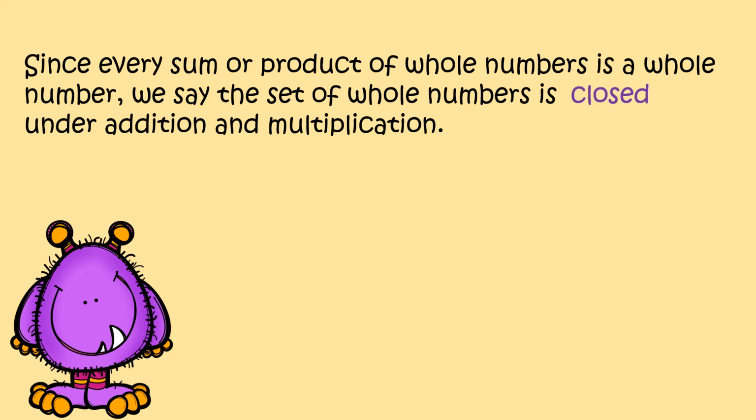So if we add two whole numbers together, we're going to get a whole number. So it's closed under addition. And if we multiply two whole numbers together, we're going to get a whole number. So it's closed under multiplication. A number has closure when you perform an operation on it and you get that same type of number. So two whole numbers is going to give you a whole number. So it's closed.